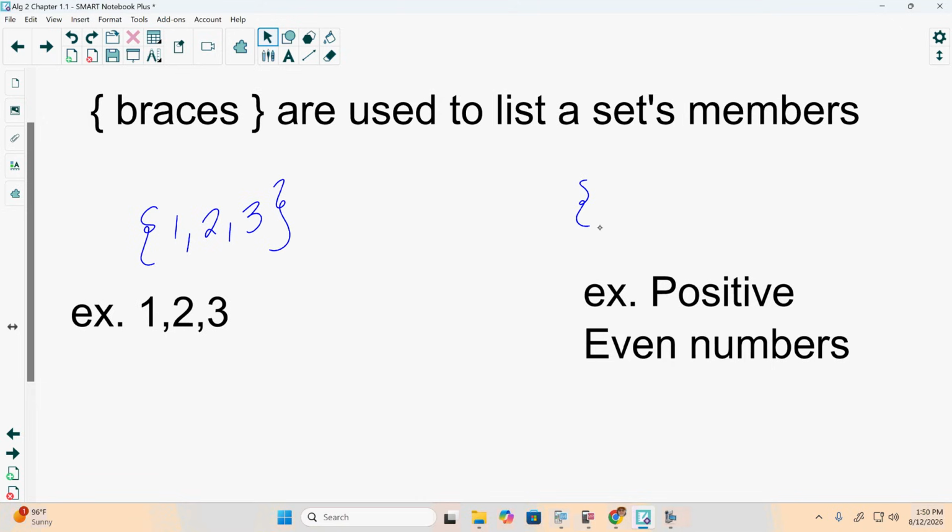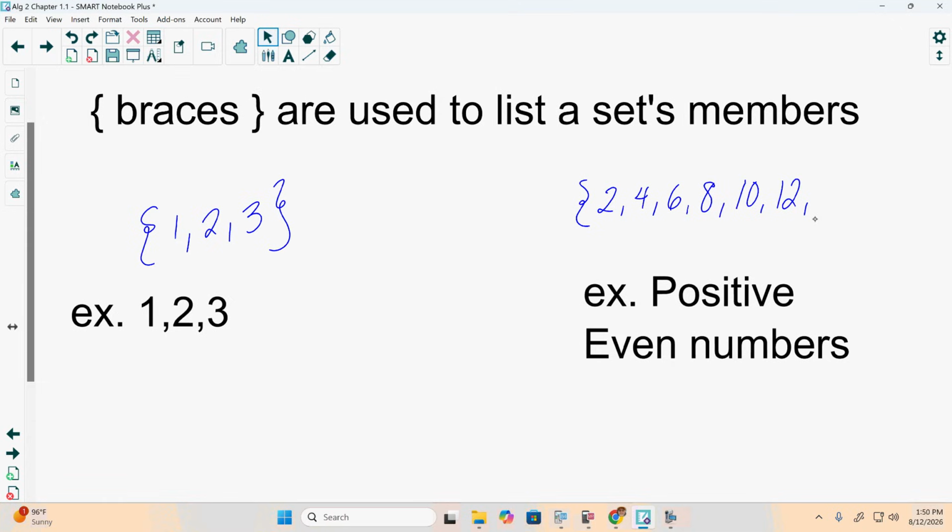Now, thinking of positive even numbers, what would be the first positive even number? 2, okay? So we can put it first, and then what? 4, and then 6, 8, 10, 12, 14, 16, 18, 20, 22, 24, 26, 28, 30. Are we going to actually be able to list all of these?